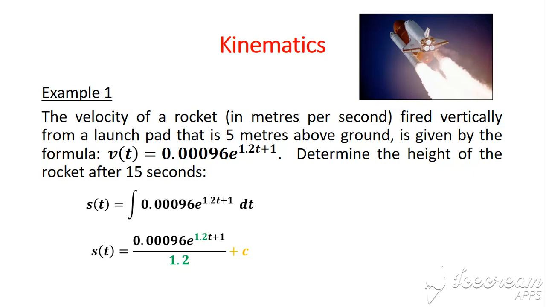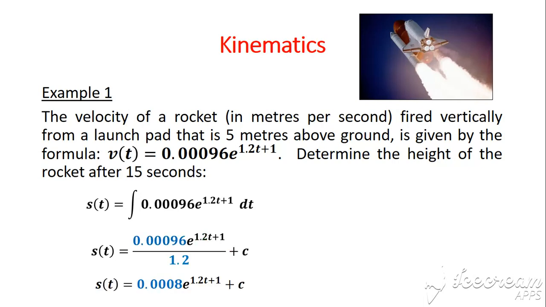Right, so e integrates to itself, so 0.00096 e to the power of 1.2t plus 1 will integrate to 0.00096 e to the power of 1.2t plus 1, but we must divide it all by the 1.2, which is our composite function. That's the derivative of u, u dash. And we must plus on some constant c.